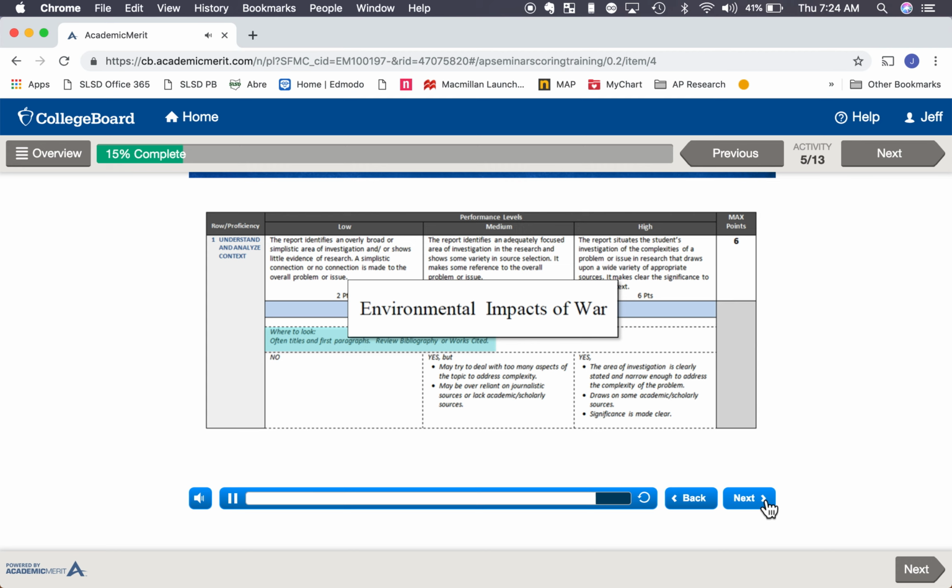research and reporting. In the first few paragraphs of the report, you should also look for the significance of what they're researching to be made clear. This is the so what factor, or why does it matter? To score high in this row, the significance of the student's investigation needs to be made clear.